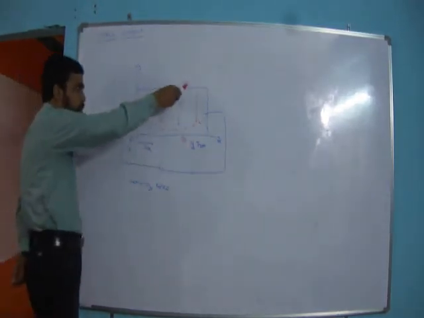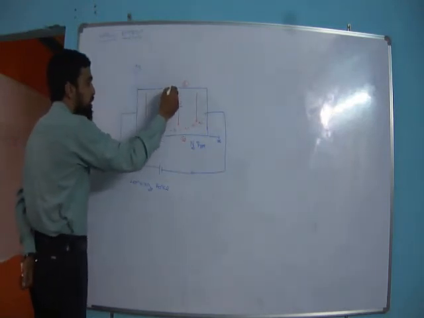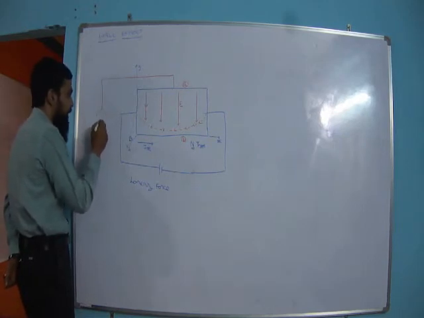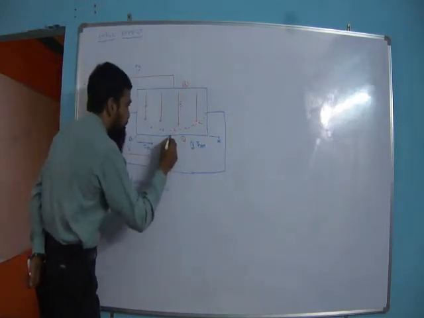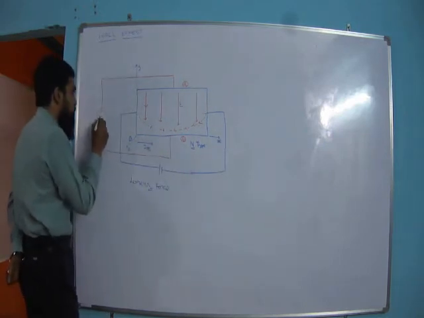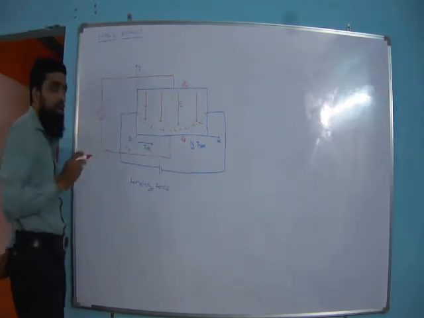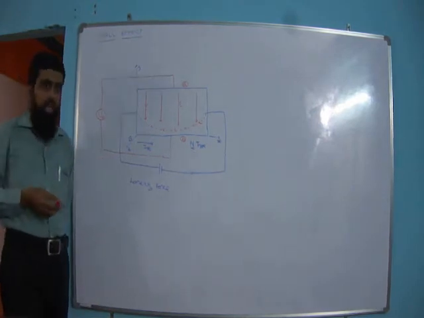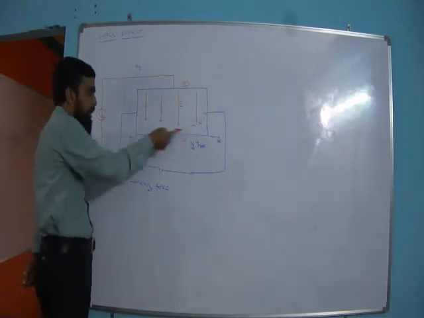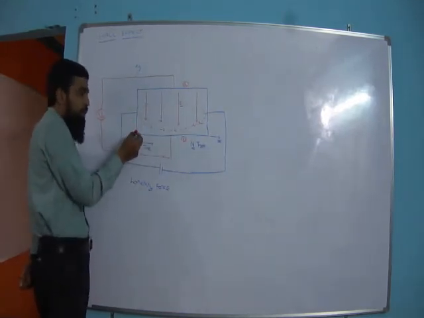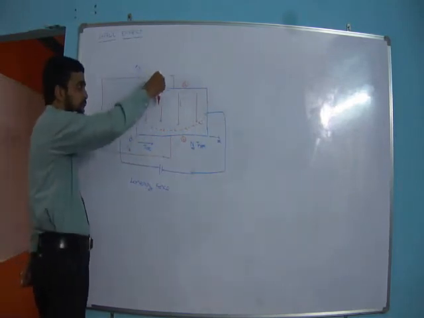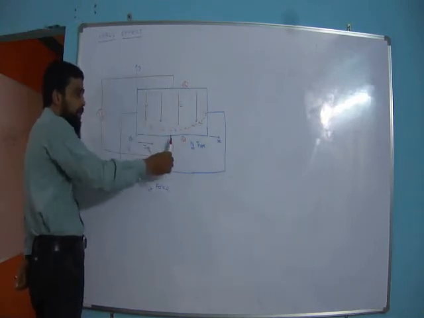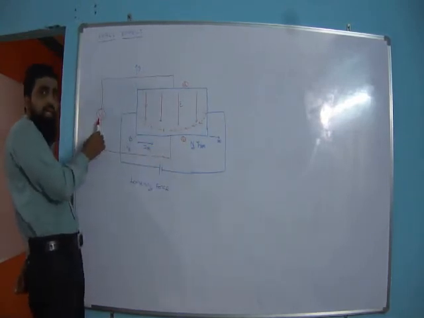As surface A is more positive and surface B is more negative, there will be a potential difference between surface A and surface B, and a voltage is generated between them, and this voltage is known as Hall voltage. Now this is Hall effect. What is Hall effect? When a current carrying conductor is placed in a perpendicular magnetic field, a transverse electric field is induced and a voltage is developed. This voltage is known as Hall voltage.